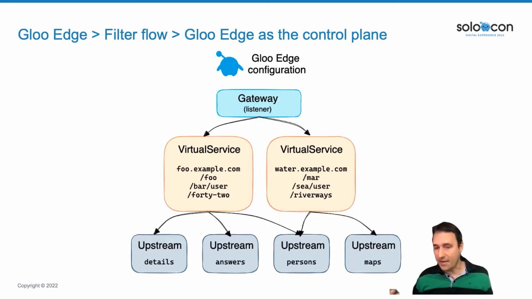three different CRDs. The first CRD is the gateway. The gateway defines a listener. The upstream CRD defines a destination, a cluster in Envoy, and a virtual service is used to describe the filter chain. You can define routes there, different matches, and then route to different destinations and apply different operations or transformations that we will see now in more detail.